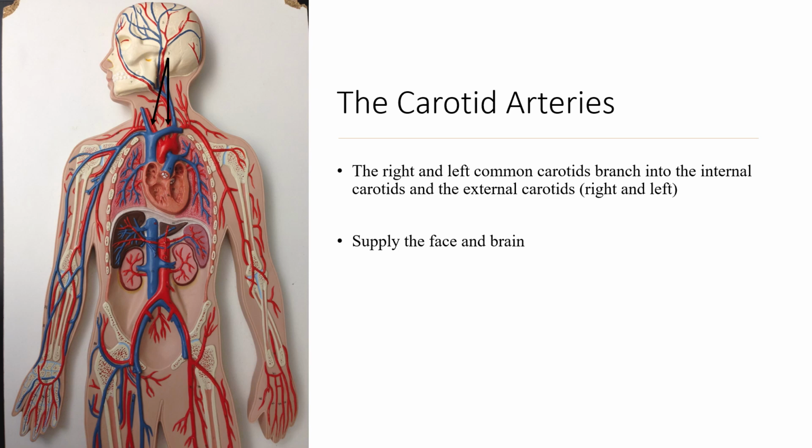So starting with the carotid arteries, your left common carotid being the next large branch off the aortic arch after the brachiocephalic artery. So the right common carotid is coming from your brachiocephalic artery. The left common carotid is coming directly off the aortic arch. Your carotids are going to branch into the internal and external carotids. And so you have both a right and left internal and external carotid. And these arteries are supplying the face and the brain. And you can see I have your common carotids identified on the picture here.